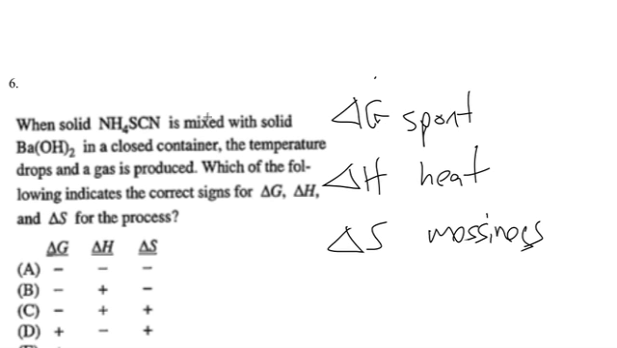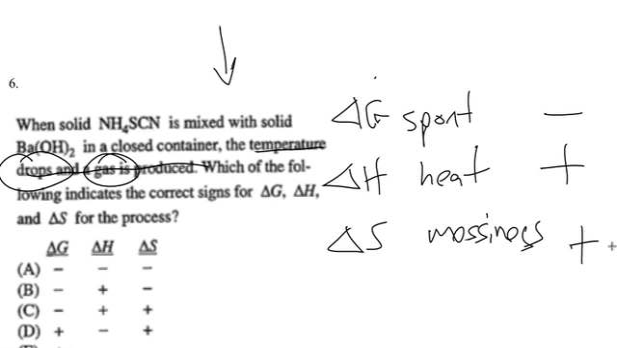So it says these are mixed and the temperature drops and a gas is produced. This happens naturally, so we know that delta G is going to be negative in this case. It says the temperature drops. If we have a drop in temperature, it's endothermic, so that's going to be positive. And it also says a gas is produced, so it gets messier. So we got a negative, positive, positive. B's the no, C is the answer.